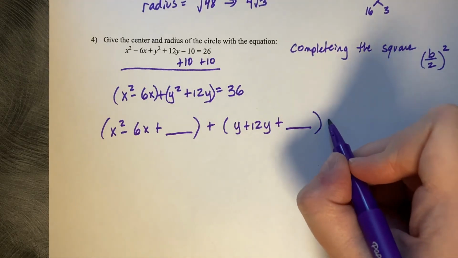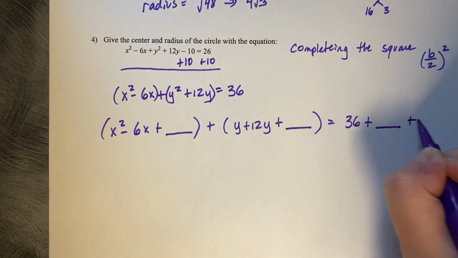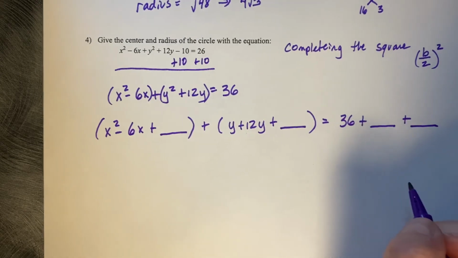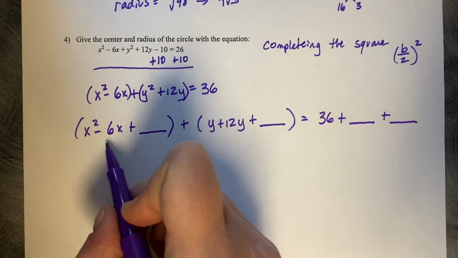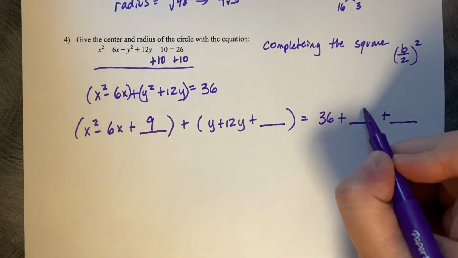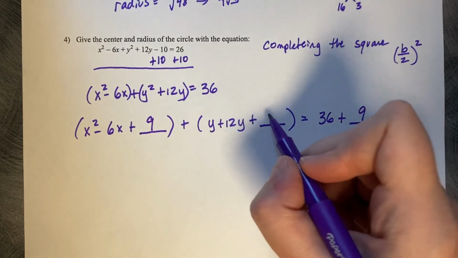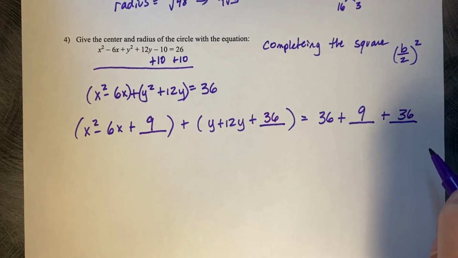And then what we do to one side, we've got to do to the other. So that's going to be 36 plus the first number and plus the second number. So what I add to this side, I also add to this side. So then let's do this. Negative 6 over 2 is negative 3. 3 squared is 9. So I add 9 to both sides. 12 over 2 is 6. 6 squared is 36. So we add 36 to both sides.